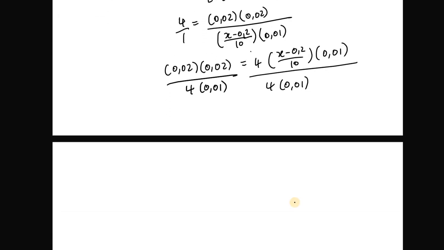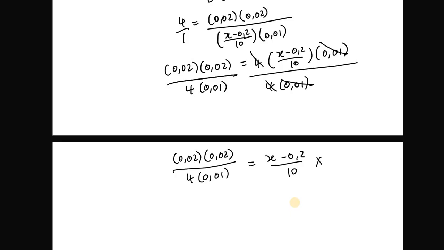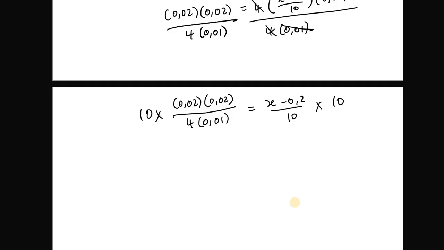Then what are we going to have? This would cancel that, this would cancel that. So it means we're left with x minus 0.2 over 10, and then you have 0.02 divided by 4 into 0.01. Then when you multiply by 10 and multiply by 10, by the way, guys, all this process I'm doing of solving for x, it doesn't have any marks, ne? Just so that you know. And then 0.02 divided by 4 into 0.01 will be equal to x minus 0.2.